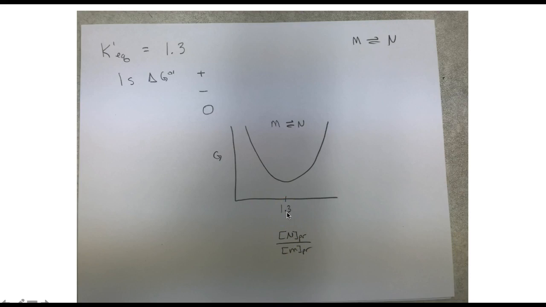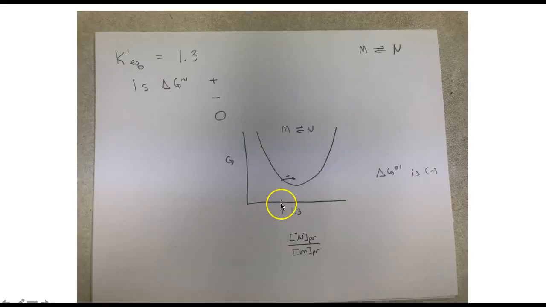So, what is the sign of the standard free energy change? Well, we need to find the ratio of product to reactant when we're under standard conditions. We know that standard conditions is 1 molar N over 1 molar M for a ratio of 1. So here we are. We're at 1, we come up, we're at a higher free energy than we would be if we were at equilibrium, but we can see that moving forward is moving us closer to equilibrium. And so in this case, the standard free energy change of the forward reaction will be negative.